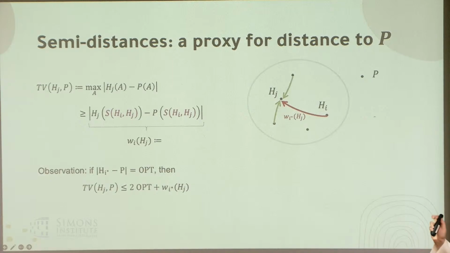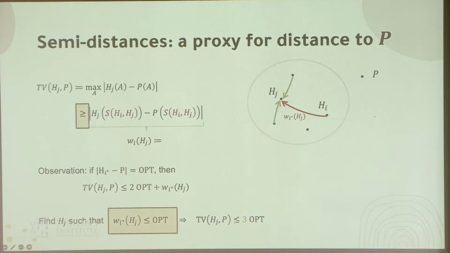It's very easy to show, you can do it as an exercise, that the total variation distance of Hj and P is bounded by 2 opt plus the weight of this edge. So if the weight of this edge is bounded by opt, I get what I wanted. I get the 3 opt that I was looking for. So there is one particular edge that is very important for me. That's what we want to find.